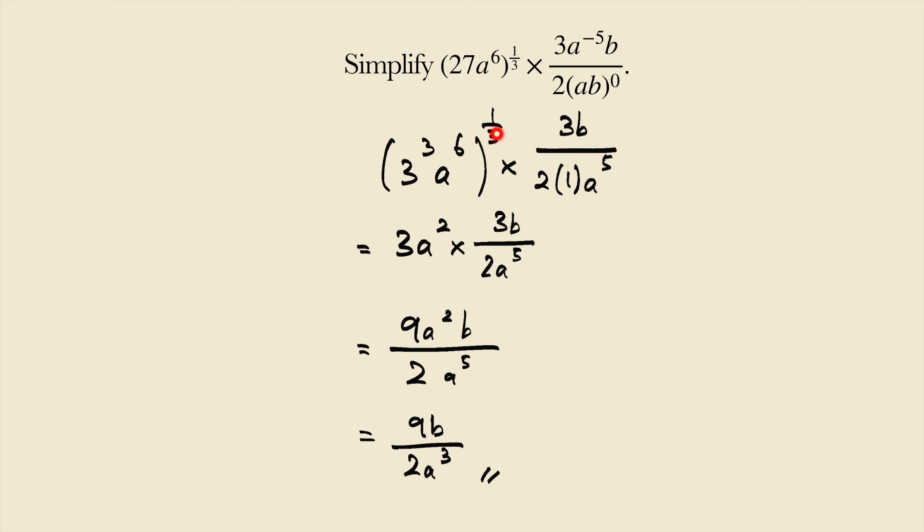So power 3 times 1/3 becomes power 1, so that's 3. Power 6 times this, 6 times 1/3 becomes 2. Simplify this. So multiply this for the numerator. 3 times 3 is 9. A squared, B, written here. Denominator is still 2 and A power 5. So 9 and 2, they stay. No simplifying there. You see this 2 minus 5 becomes negative 3, doesn't it? But it's positive 3 as the denominator. The B stays, and that's it.